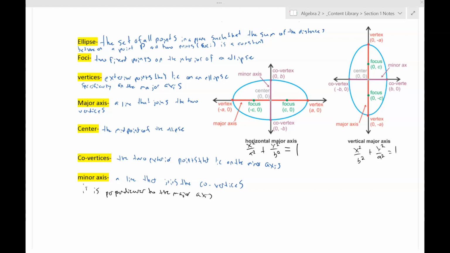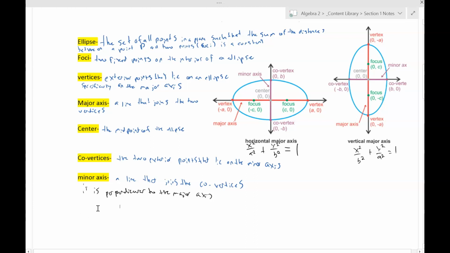If it's horizontal, it makes sense that since the major axis is horizontal, it will go under the x value. If it's vertical, it makes sense that the major axis, its coordinate value squared, is going to go under the y value. In either case, the vertex value goes under the variable for the direction: if it's vertical, it's y. If it's horizontal, it's x, which kind of makes sense.